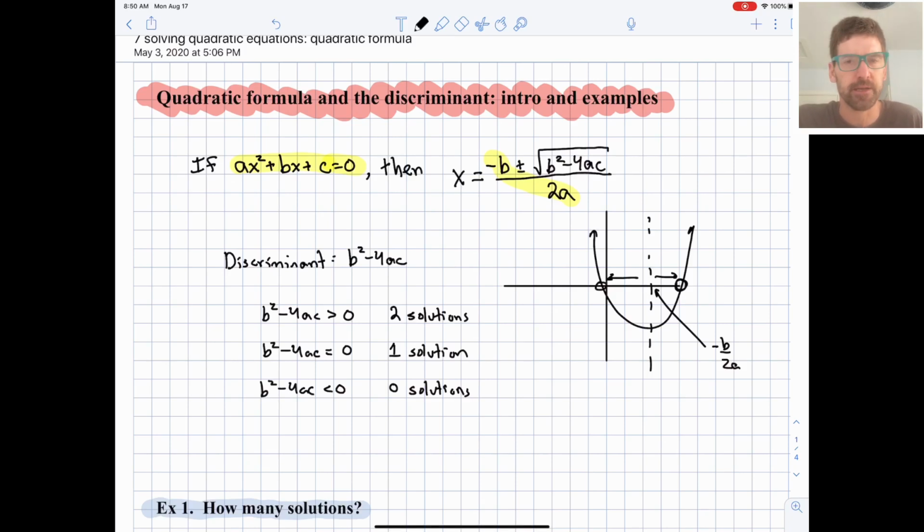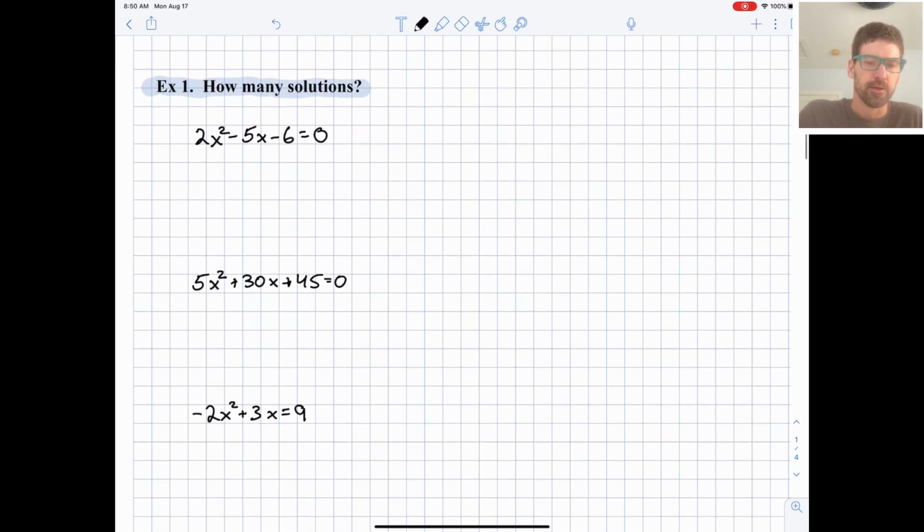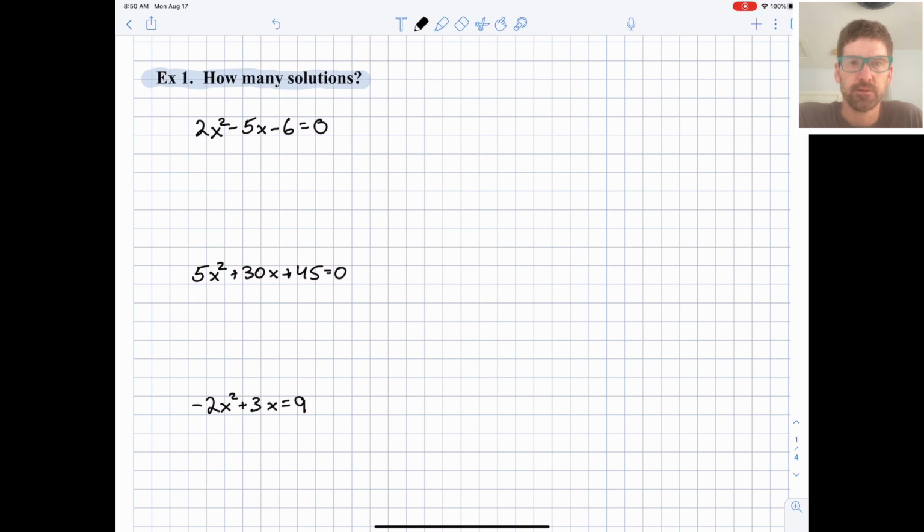That's a little bit more advanced, a little bit more abstract, but just know that there is a piece of the quadratic formula that has the vertex as part of it. But let's do some examples. So this first series of questions just asks for how many solutions. It's not asking us to actually solve for x. So what we're going to do is just find the discriminant, find b squared minus 4ac.